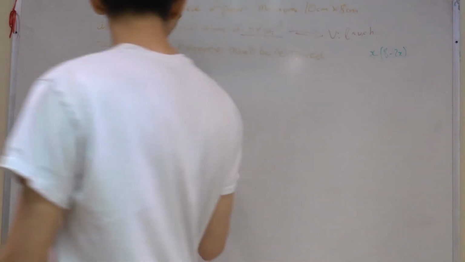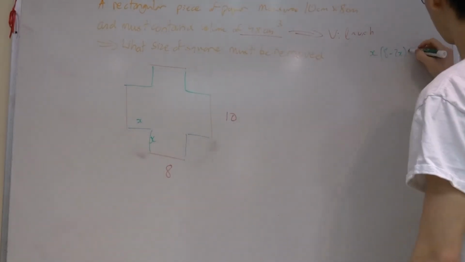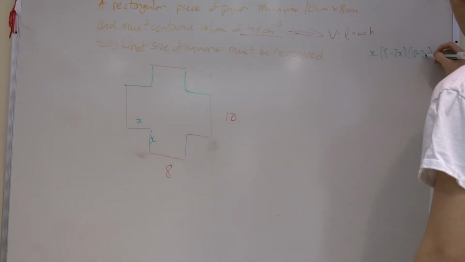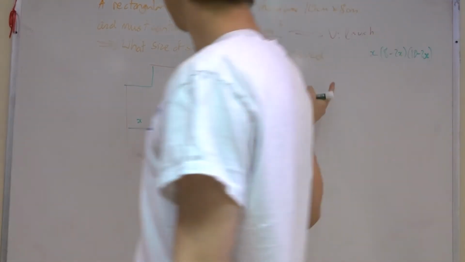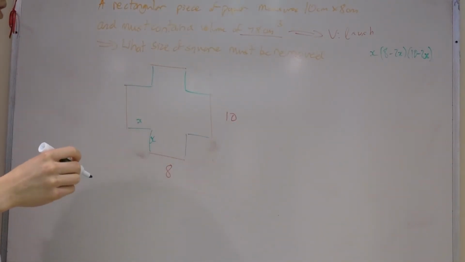And what is the other one? The one's the length. This is going to be 10 minus 2x. Okay, that's good. This looks like a polynomial. This looks like a polynomial in factored form. All right? But now what's the question asking?